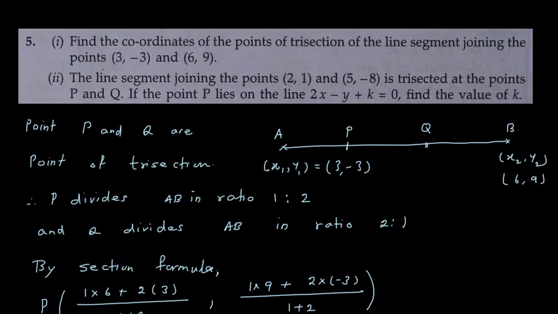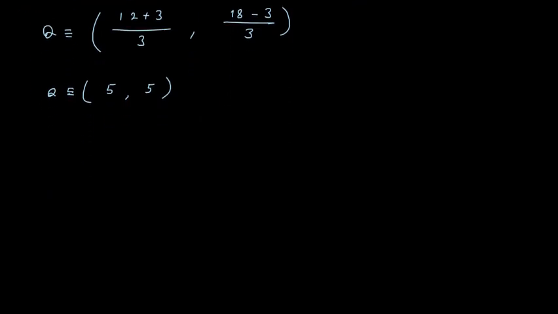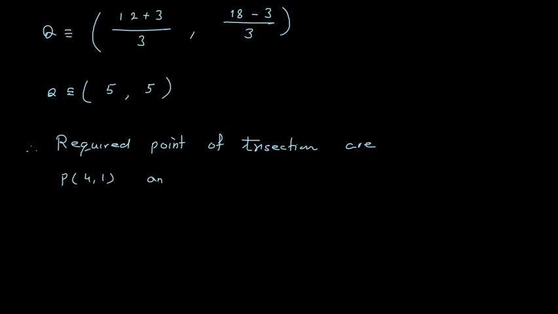So the question is find the coordinate of the point of trisection of the line segment joining these 2 points. So point of trisection P is 4, 1 and Q is 5, 5. So therefore the required points of trisection are P, that is 4 comma 1, and Q is 5 comma 5. Done.